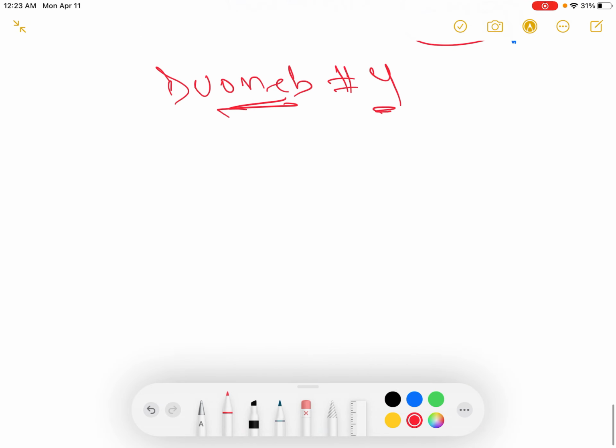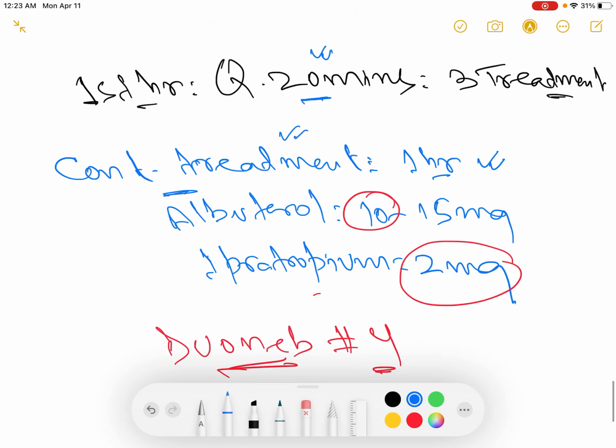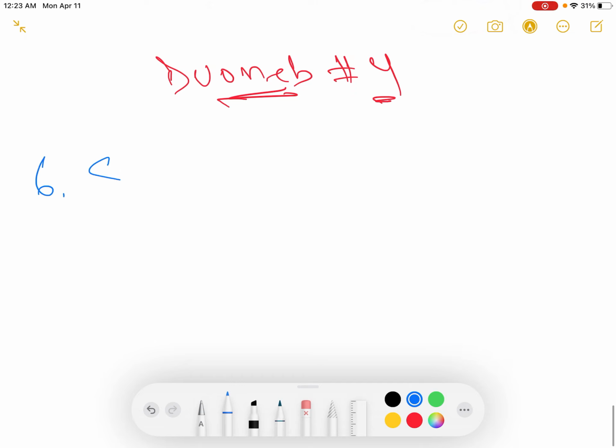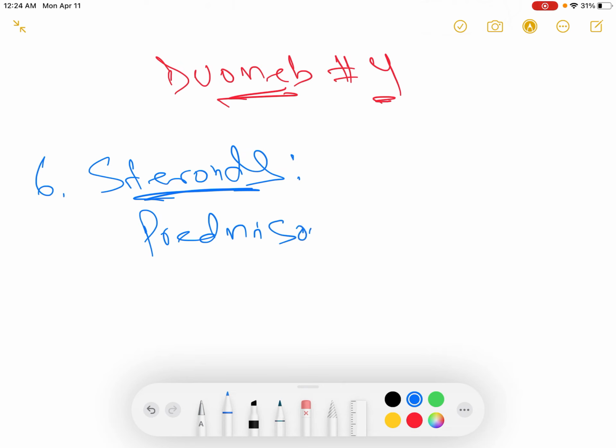Then the other thing that you want to give them, that was number 5. Let's talk about number 6: you want to give them some sort of steroid, and there is a lot of debate about which steroid and how you want to give it. Again, this is a clinical decision. If the patient is really stable, not that sick, I usually give them prednisone, somewhere like 40 to 60 milligrams PO. I never give them less than 40 milligrams. I found that less than 40 is not very effective.